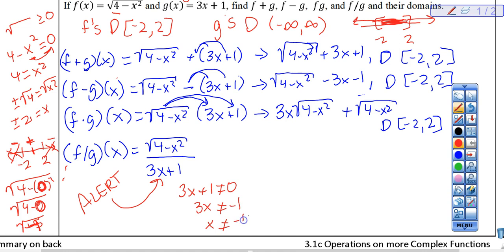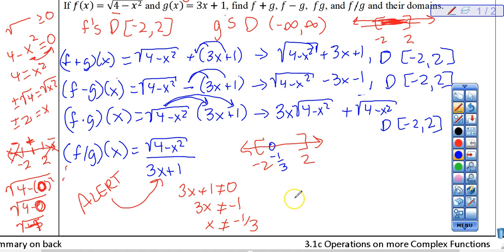So x is definitely not allowed to be negative 1/3. Okay, so now what I need to be concerned is, does negative 1/3 exist in the original domain of these two separate functions? Yes. It does. It absolutely does. So when I go to look at my original domain of each piece of my function from negative 2 to 2, negative 1/3 is in that original domain. It's somewhere right here. So we have to open up our domain right there at negative 1/3.